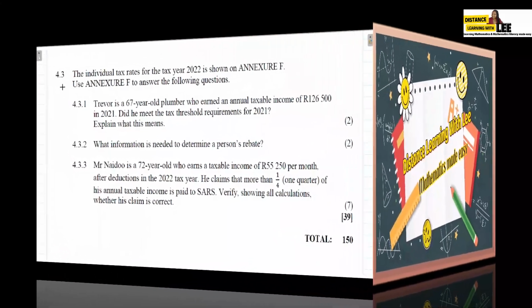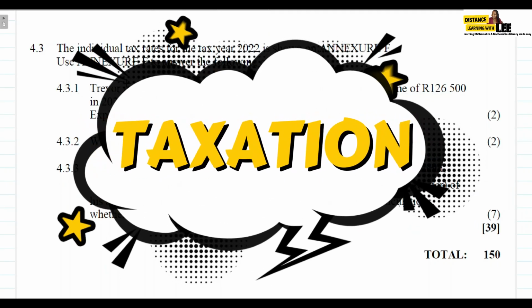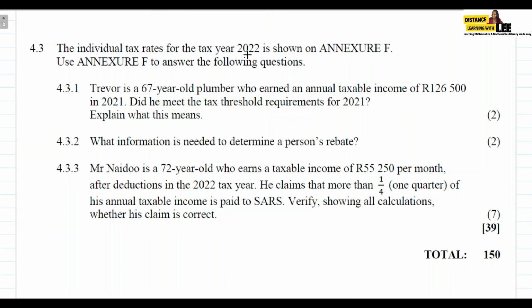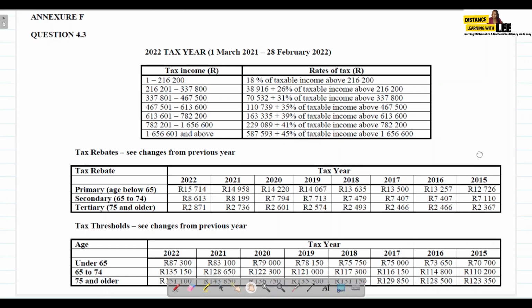Right, so like I mentioned, we are going to be tackling question 4.3, okay? And question 4.3, guys, deals with taxation. So question 4.3 says that the individual tax rates for the tax year 2022 is shown on Annexure F. Use Annexure F to answer the following questions. Okay, so let's have a look at Annexure F and see what is given to us, right?